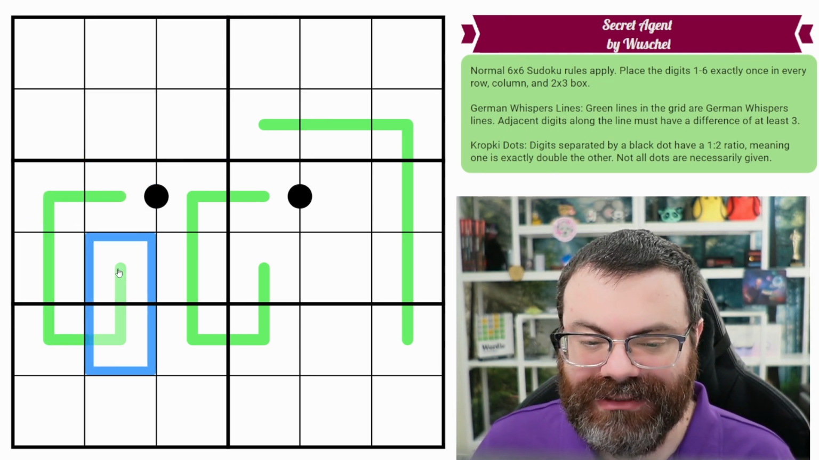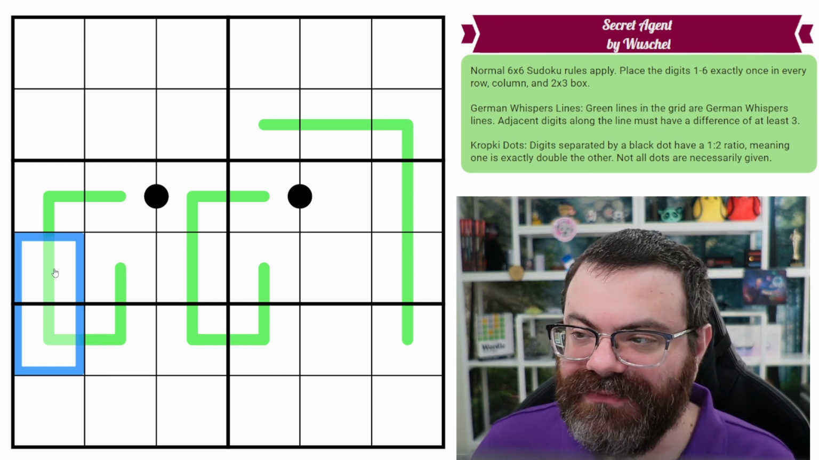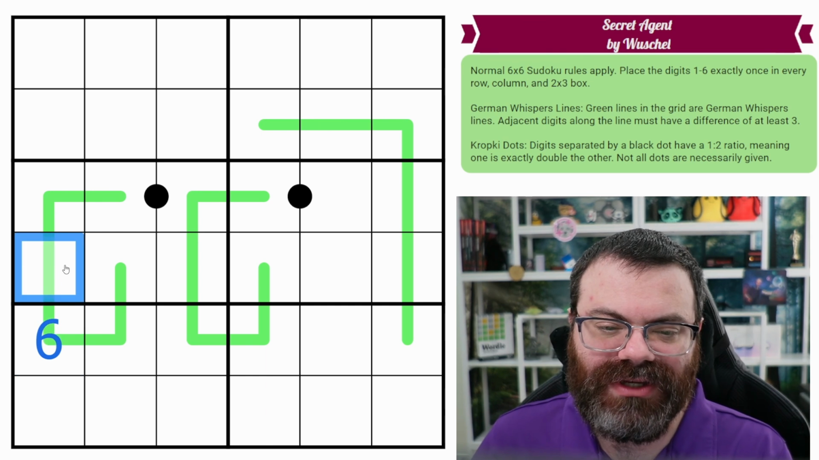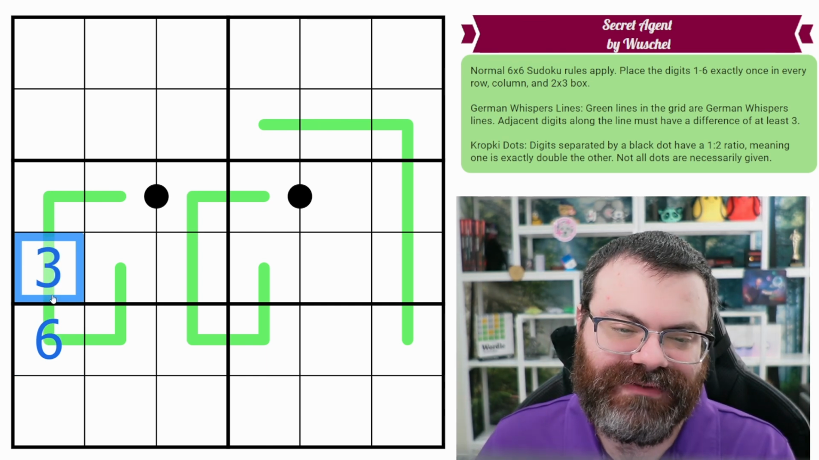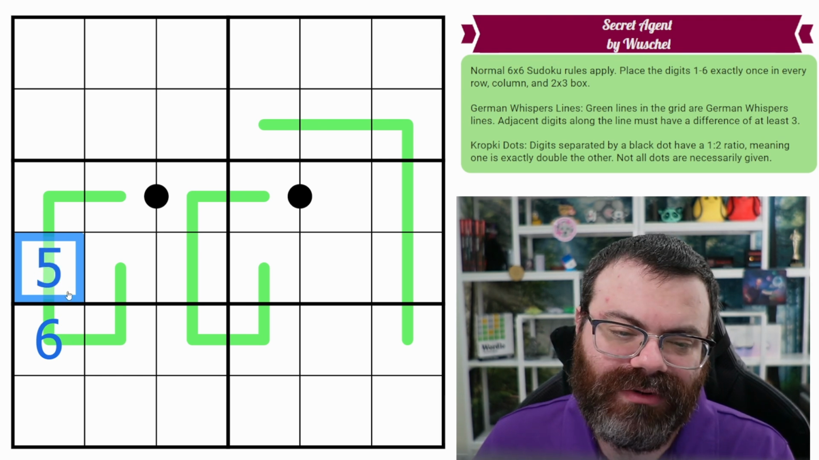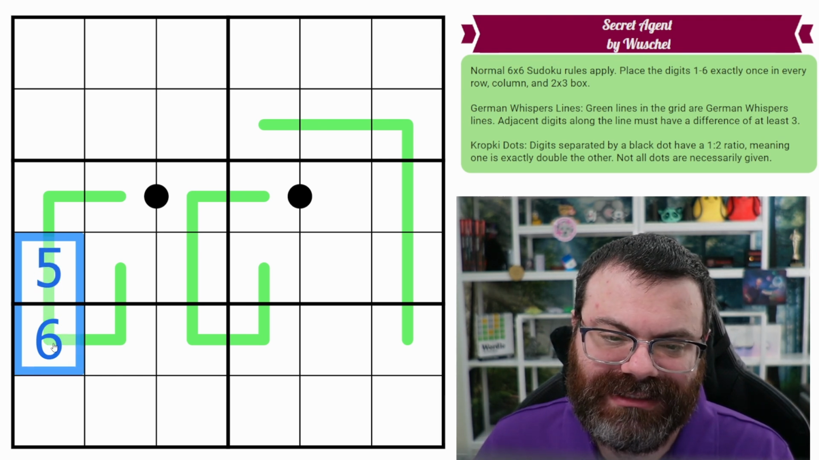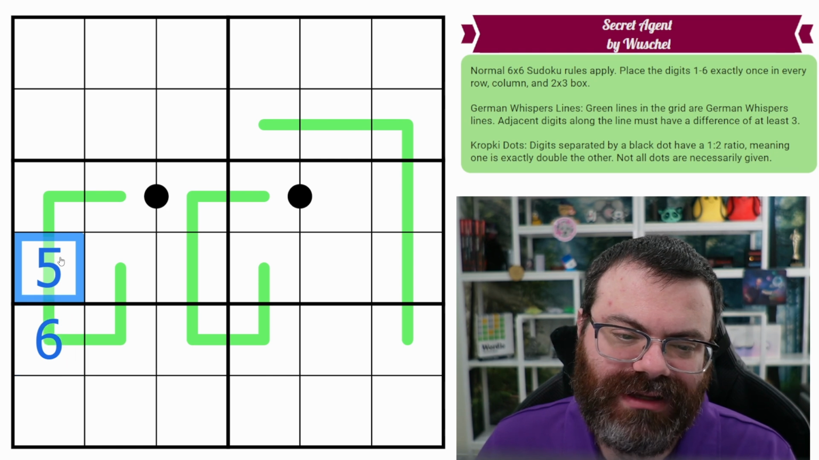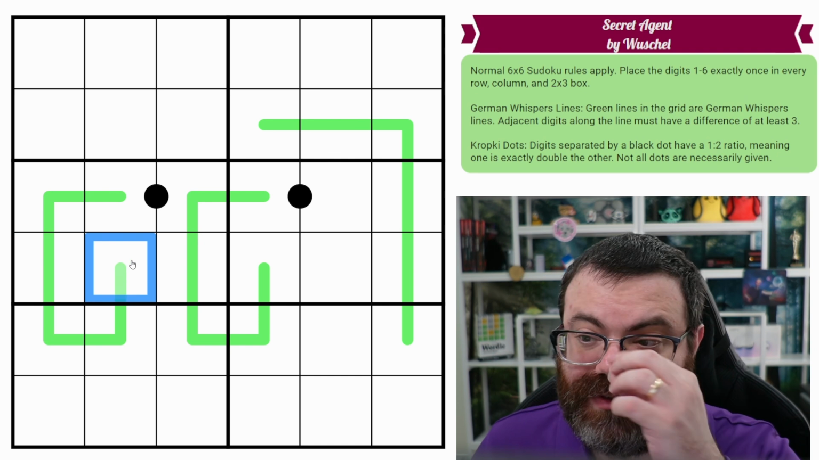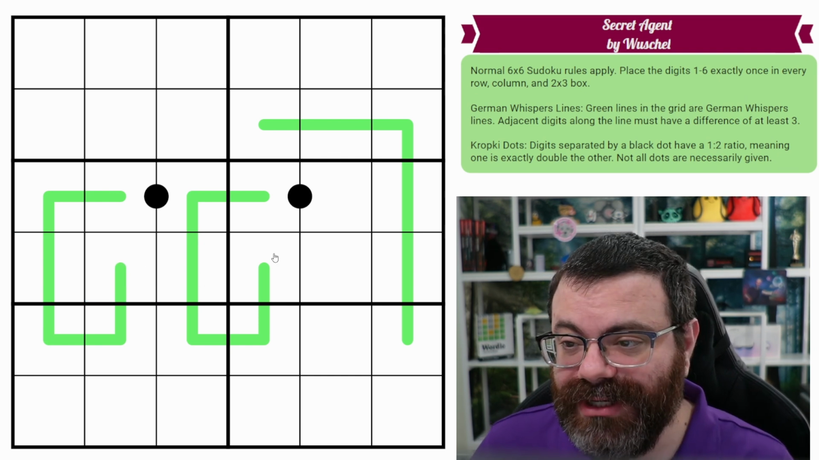Adjacent digits on the line, like these two, these two, these two, they have a difference of at least 3. So if I were to put, say, a 6 here, this could be a 1, 2, or 3, because those have a difference of at least 3. This is difference 5, difference 4, difference 3. But 4 or 5 would not be allowed because that's a difference of only 1 or 2. Obviously, if there was, say, a diagonal line, we couldn't do 6, 6 either, because that's a difference of 0. So difference of at least 3 on German whisper lines.